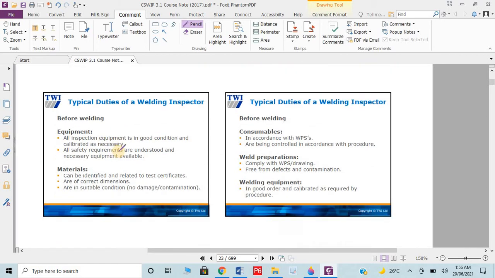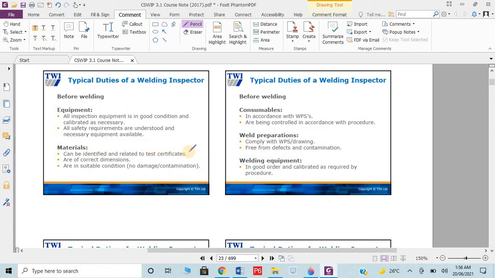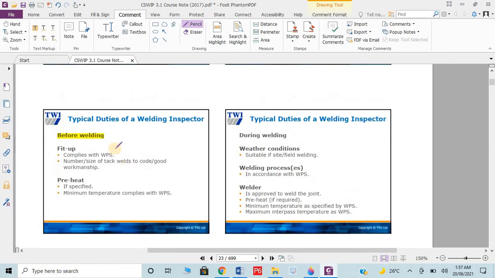Then we have equipment, which equipment he will use for the welding, means safety requirements, all inspection, etc. Materials, which materials he needs to get, dimension and overall things. Then he has to check the consumables, whether they are according to the WPS or not, and whether the weld preparation or welding joints are according to the drawing and WPS or not, free from contamination. Contamination means dust, oil particles, water particles, etc. Then welding equipment in good order and calibrated. All these welding equipment should be calibrated. These were the simple things. This is a very important thing.